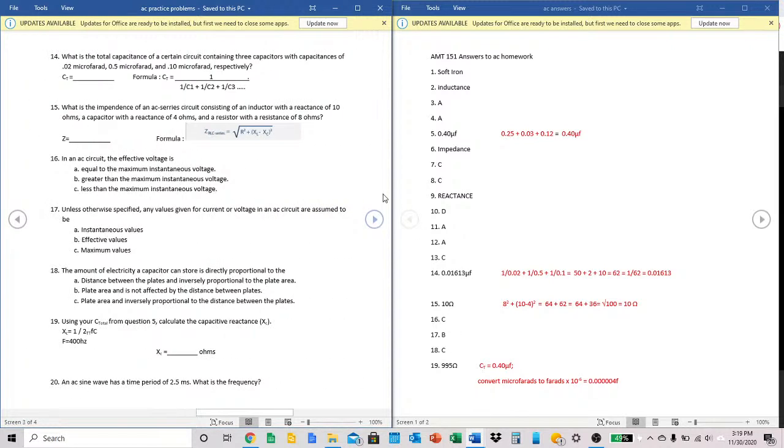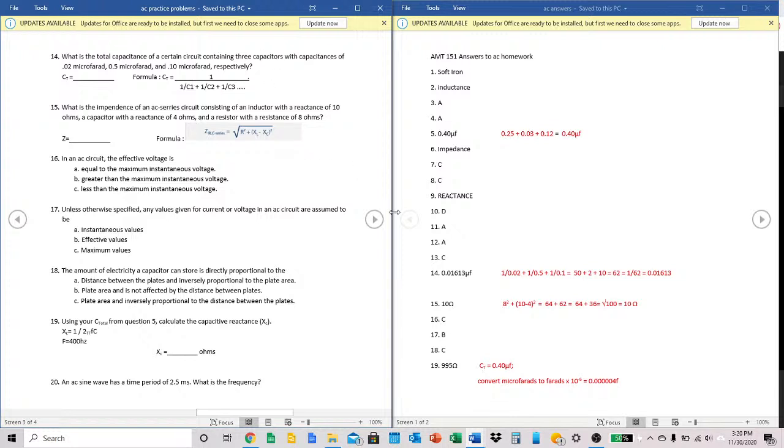Okay, now the last half of this worksheet was the majority of the equation problems. Starting with number 14, what is the total capacitance of a certain circuit containing 3 capacitors with capacitances of 0.02 microfarad, 0.5 microfarad, and 0.10 microfarad? What we want to find is the total capacitance. You know that these are connected in series because your formula here is your capacitance in series formula.